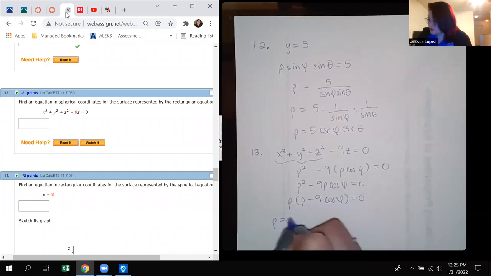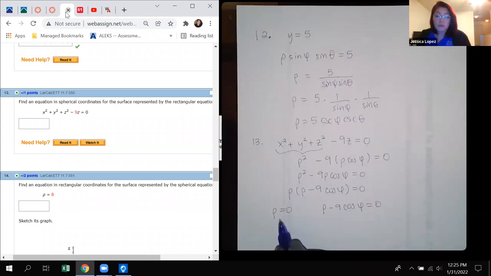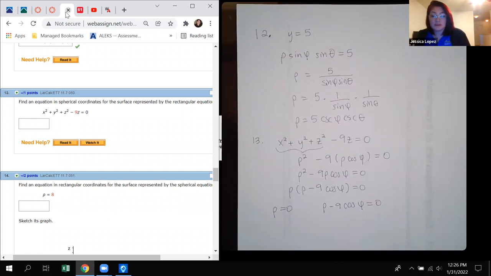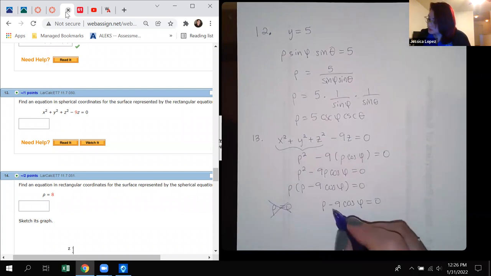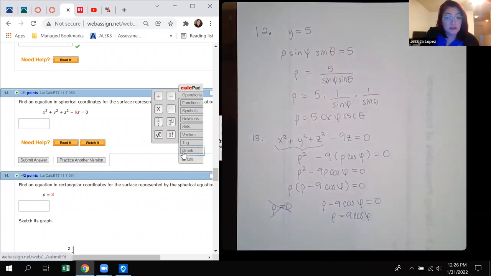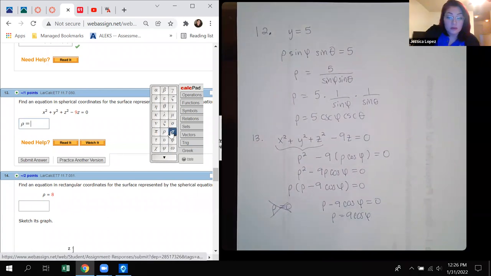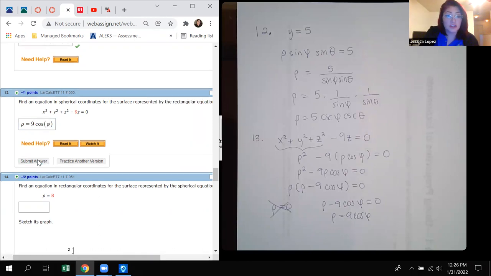And if I set rho equal to 0 and rho minus 9 cosine of phi equal to 0, remember rho equal to 0 means the radius is equal to 0. So it's a point. Okay. So that's definitely not going to give us the image of this, okay? So we're going to take this one. I'm just going to add the 9 cosine phi to the other side. And so what is my equation going to look like? It's going to look like rho equal to 9 cosine of phi. And let's check it.